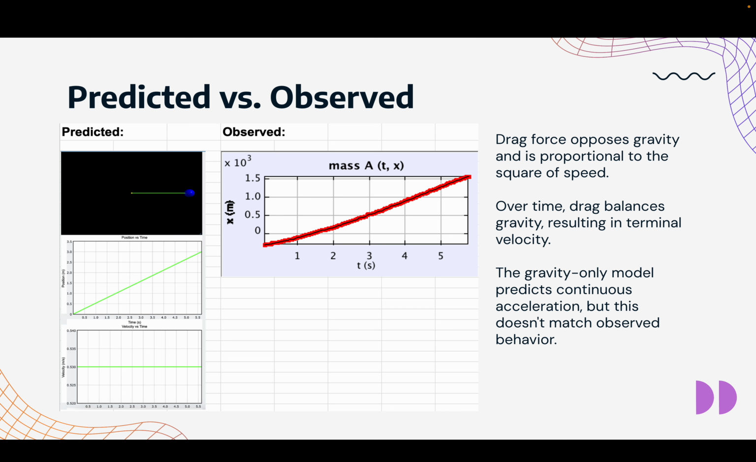So now we see the predicted versus the observed model of force. The drag force we modeled is proportional to the square of the object's speed. As speed increases, the drag force grows, opposing the gravitational pull. Over time, drag balances gravity, resulting in terminal velocity. The gravity-only model predicts continuous acceleration, but this doesn't match observed behavior.